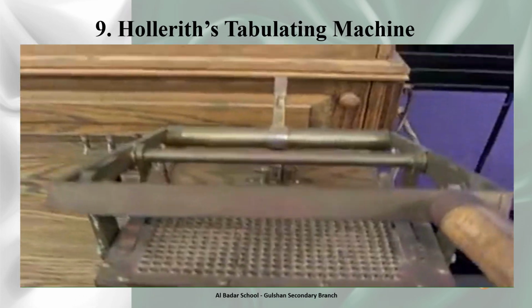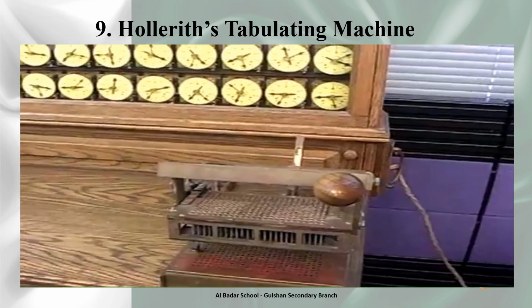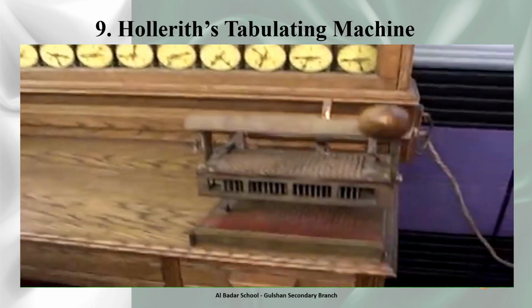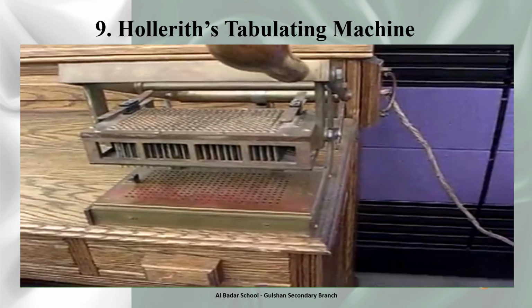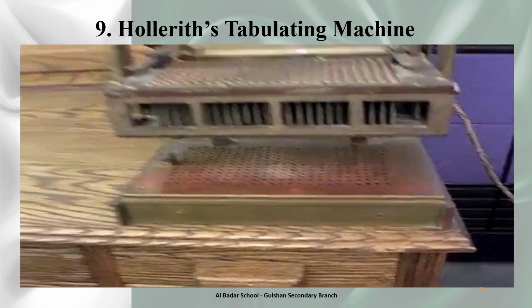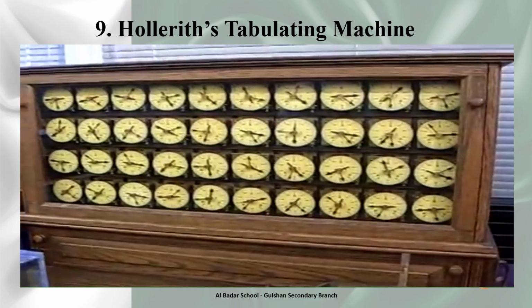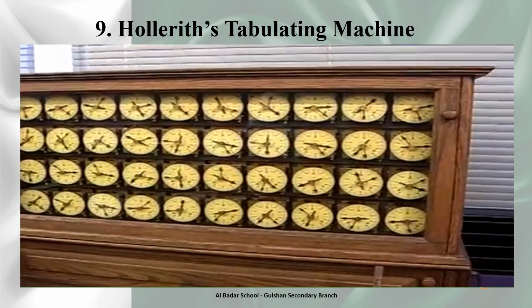You put the card underneath, press it down. There was a bed of mercury underneath. Mercury is a liquid metal that provided the ground for the electrical circuit. There was a hole, the pin went through, completed the circuit, and the counter would advance. Each counter number being part of the information being collected.